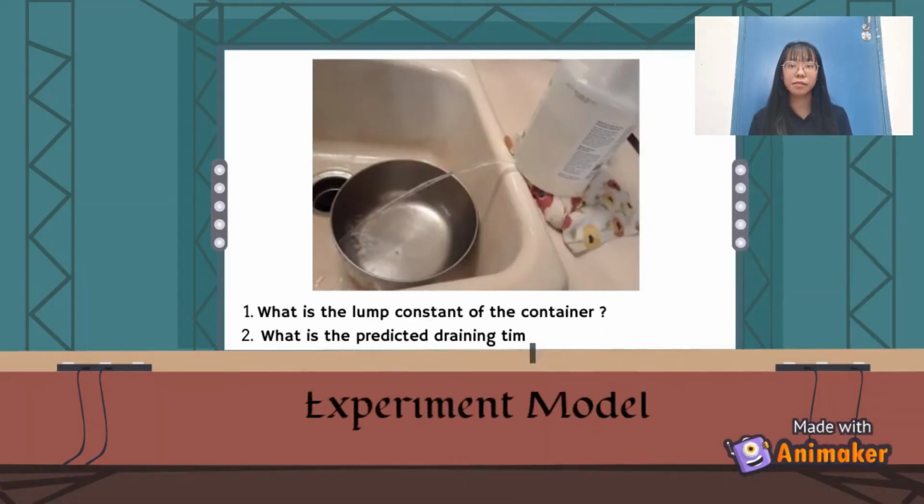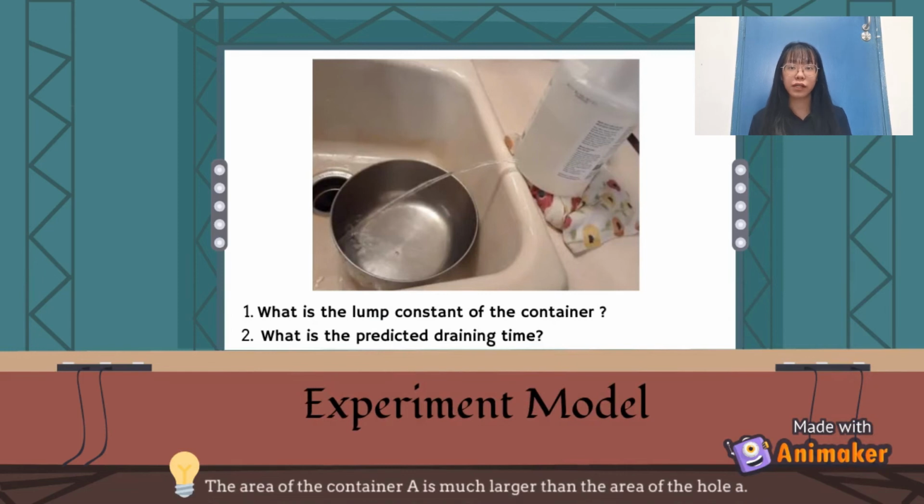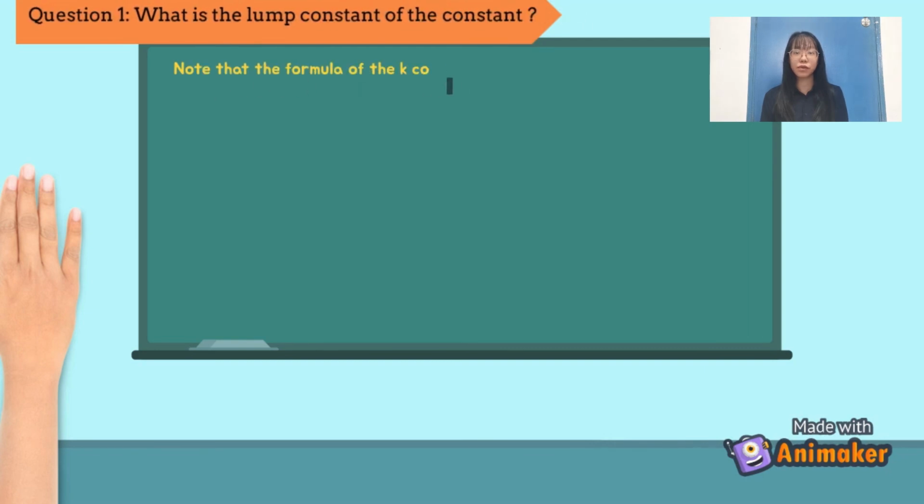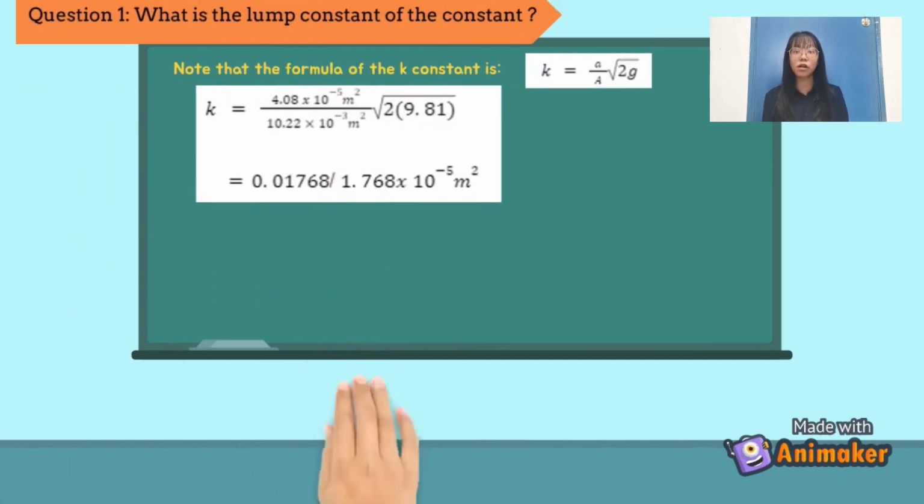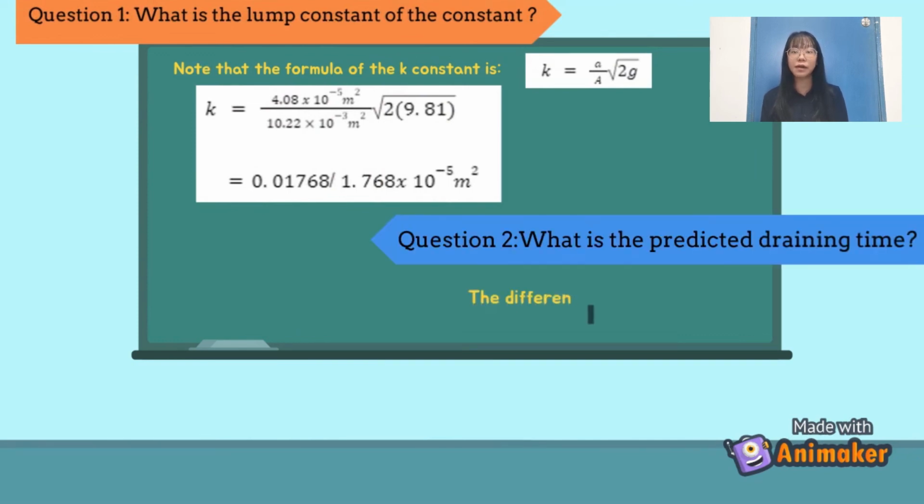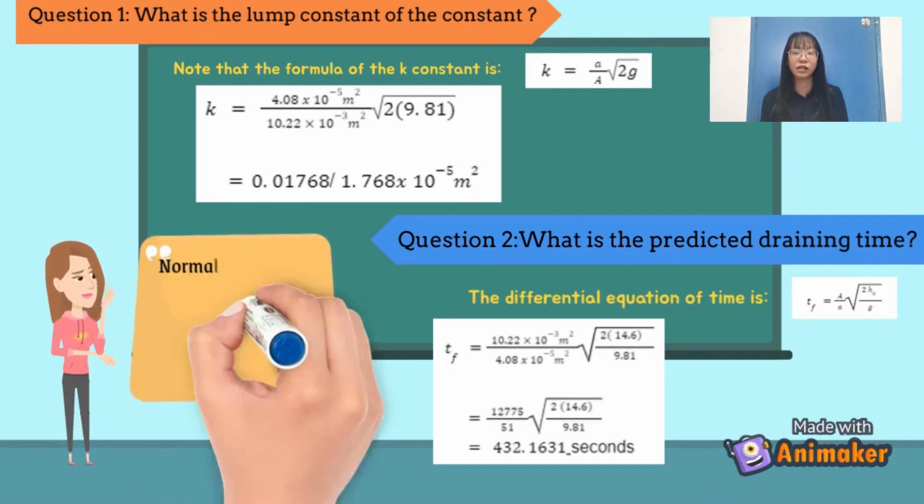Let us look at the experiment model. There are two questions we have to solve. The first one is what is the lump constant of the container, and what is the predicted draining time. To solve the lump constant, we just have to take the formula we proved just now, substitute all the values given, and find that the value of k is 0.01768. Next, to solve the predicted draining time, with the same method, substitute values into the formula proved earlier, and we can get the draining time to be estimated as 432 seconds.